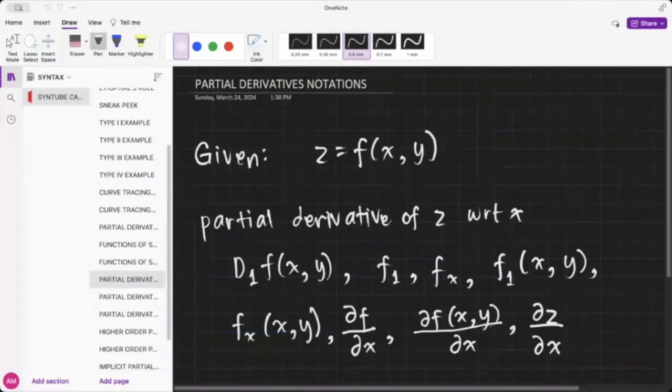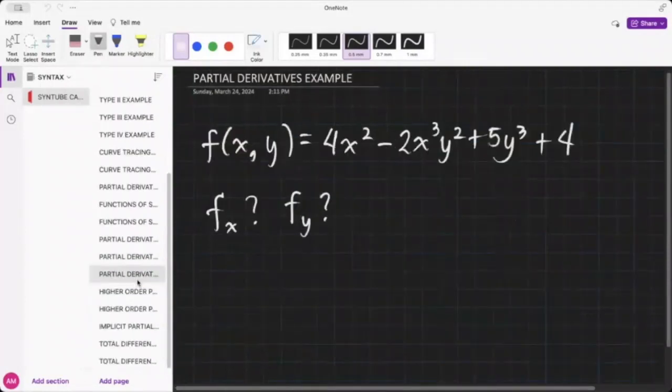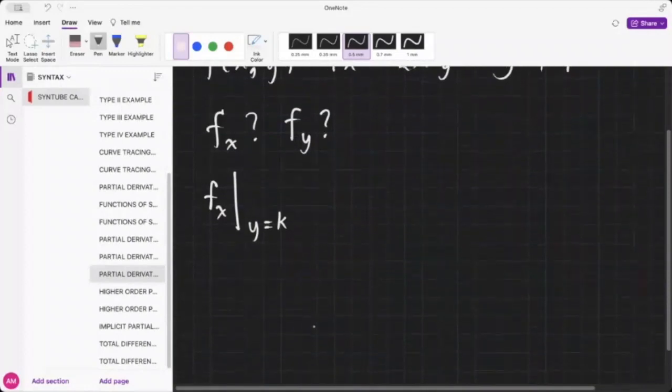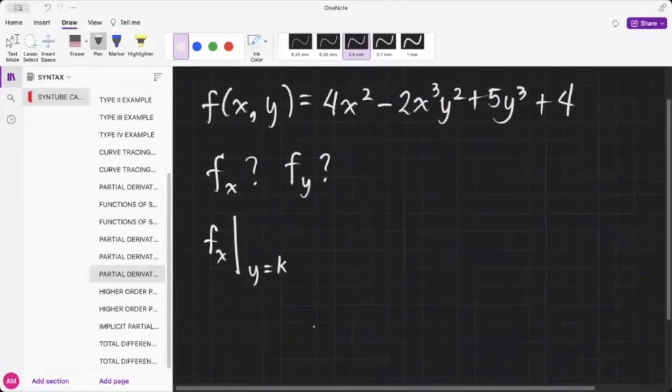Okay, so let's have an example na. So we have a function here. Then you're asked to get the partial derivative of the function with respect to x and with respect to y. To get that, sige, unahin natin yung with respect to x. So kapag with respect to x, that means yung y natin, constant. Lagay natin dyan para hindi ka masyadong malito. It will serve as our guide then.